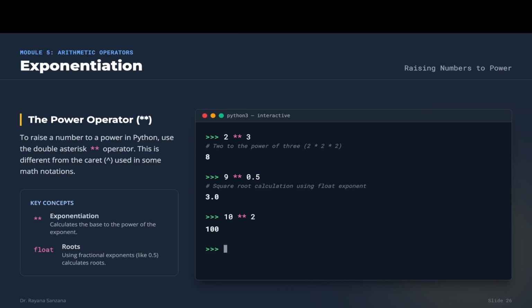To raise a number to a power, use 2 asterisks. So 2, 2 asterisks, 3 is 2 to the power of 3, which is 8. Important to note, do not use the caret symbol. In Python, this is a bitwise XOR operator, not exponentiation. You can also use this for roots. Raising a number to the power of 0.5 is the same as finding its square root.